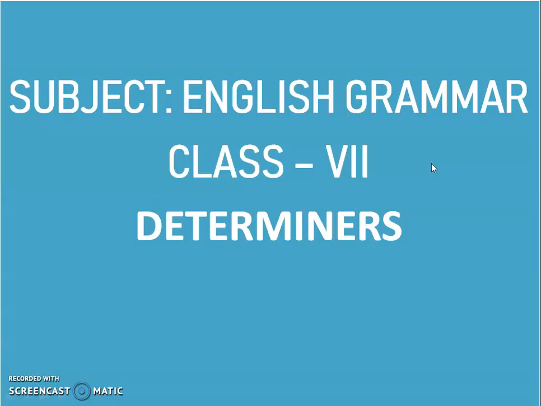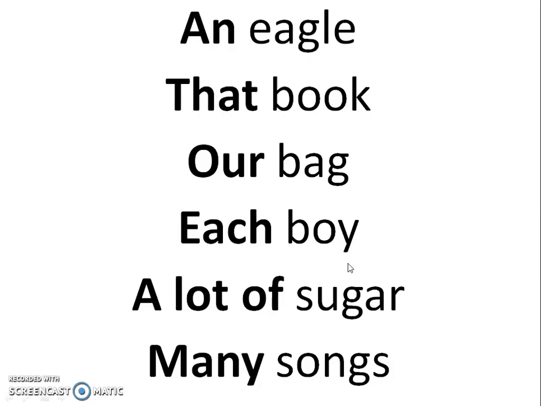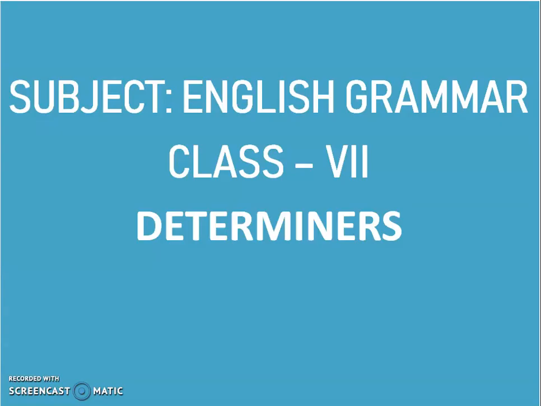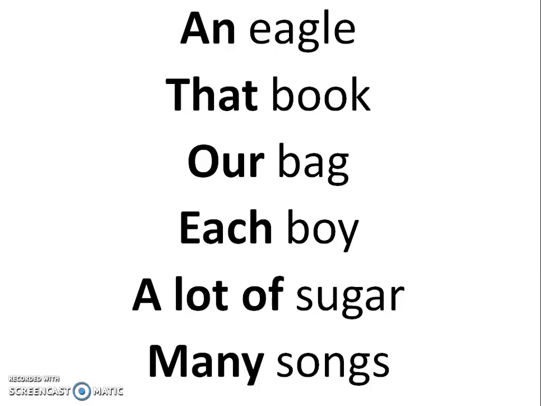Today we are going to study English grammar of class 7, and the topic which we are going to see is determiners. In the last class you learned about noun. Yes or no? Yes. So today we are going to learn about determiners. Now you must be thinking, what is a determiner, right?